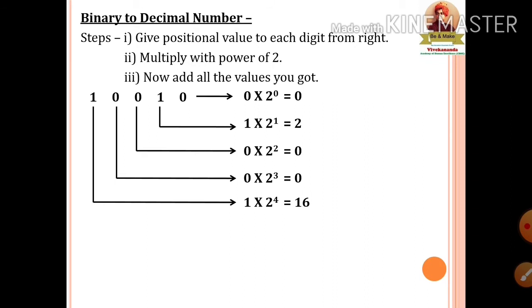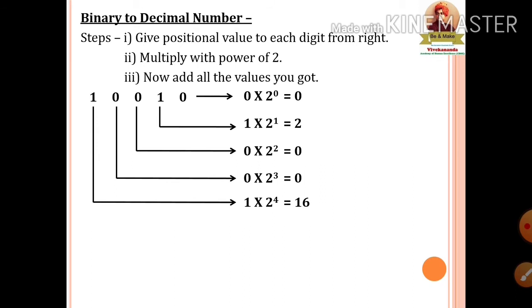Now we are going to calculate this. 0 into 2 raised to 0: any number raised to 0 has the value 1, so 0 into 1 gives the result 0. 1 into 2 raised to 1: multiplying the number 2 only once, so the value is 2, and 2 into 1 is 2. 0 into 2 raised to 2: multiplying 2 twice with itself gives 4, but 0 into 4, any number into 0, has the result 0.